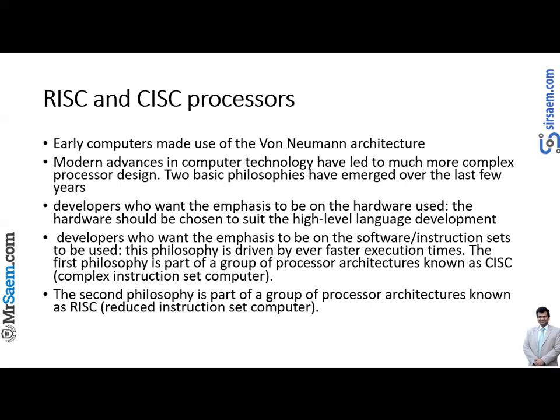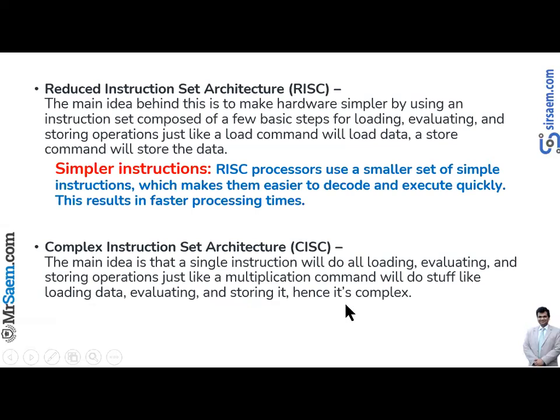Okay? So let's see how we talk about both of them. Let's talk about RISC first. Again, a repetition of what I said before. RISC processors use a smaller set of simple instructions, which makes them easier to decode and execute quickly. Obviously, if you're able to do this faster, your execution will be faster. Complex, on the other hand, what is it?